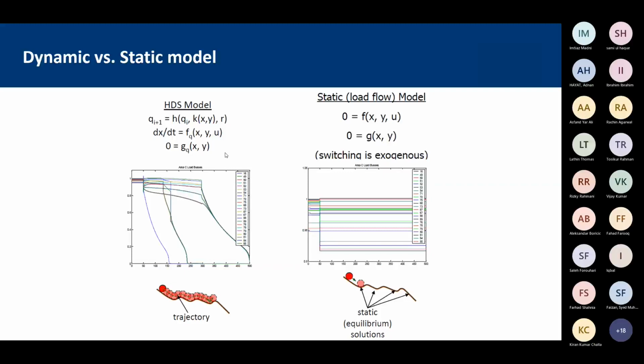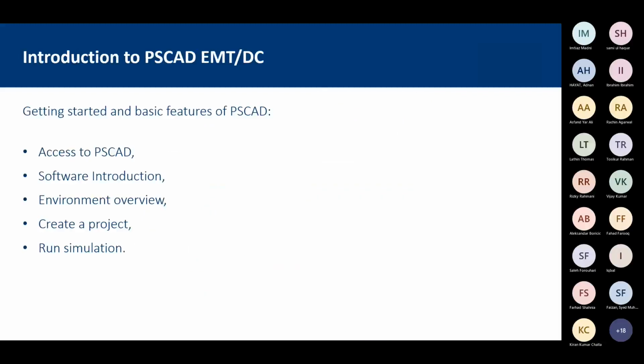But a dynamic model doesn't just produce the change, but also the path to the change, and also how to control the change or bring the system back to normal. So that's where this dynamic model is different from steady state. So that was a little bit of introduction about dynamic modeling and how it is a little bit more challenging than the steady state. So I will jump on to PSCAD.